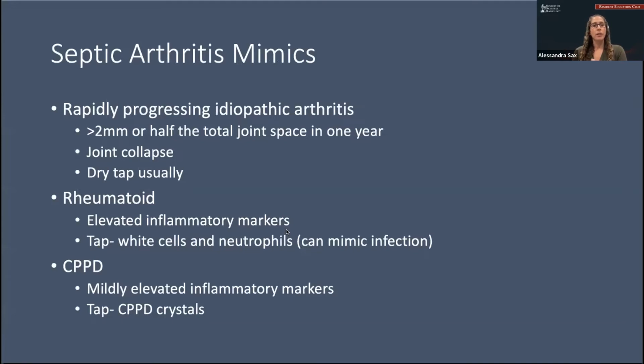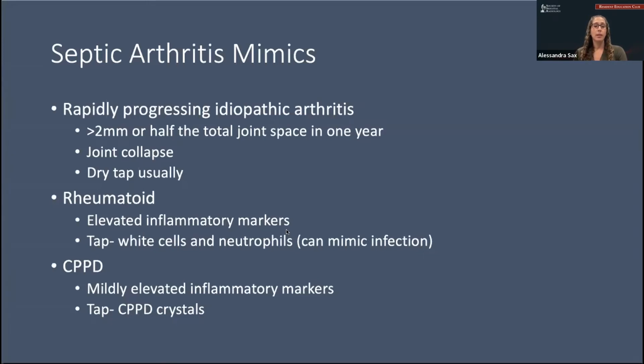Some other septic arthritis mimics is going to be your rapidly progressing idiopathic arthritis. So this is going to be an arthritis that occurs over the span of a year, resulting in either half the total joint space loss or greater than 2 millimeters, and then joint collapse. This is differentiated from the septic arthritis because the tap is usually dry, whereas in rheumatoid, you often get a tap and it's got a lot of inflammatory markers, white cells, neutrophils, that can mimic infection as well as systemic signs of infection. And then in CPPD, usually those elevated inflammatory markers systemically aren't as high as they are in rheumatoid and in septic arthritis.